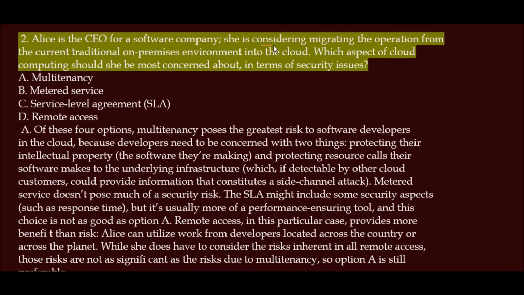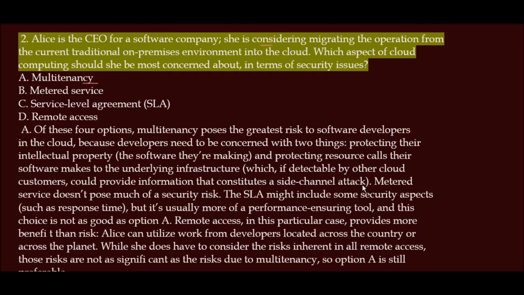According to this question, option A, multi-tenancy, is correct because of these four options, multi-tenancy poses the greatest risk to software developers in the cloud. Developers need to be concerned with two things. First, protecting their intellectual property, meaning the software they are making, and protecting resources calls their software makes to the underlying infrastructure, which, if detectable by other cloud customers, could provide information that constitutes a side channel attack.